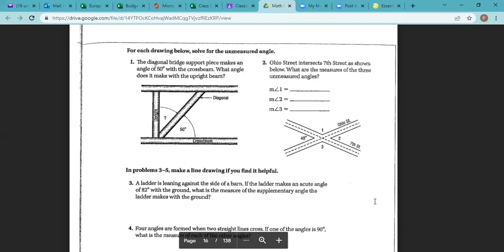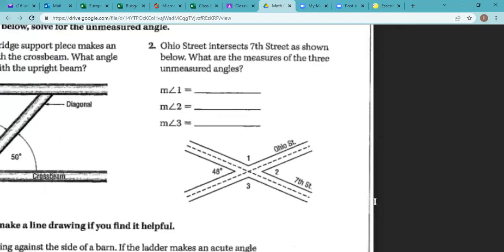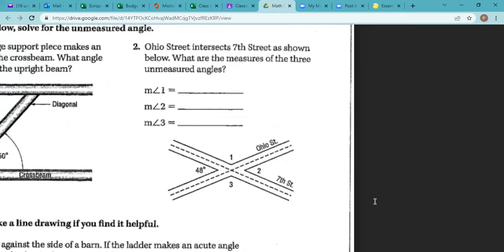All right, so since verticals are a little bit harder, let's take a look at the vertical angle here for number 2. It says Ohio Street intersects 7th Street as shown below. What are the measures of the 3 unmeasured angles? So again, you could just look down here and figure it out. All right, so if this is angle 1, 2, 3, that must mean this is angle 4.